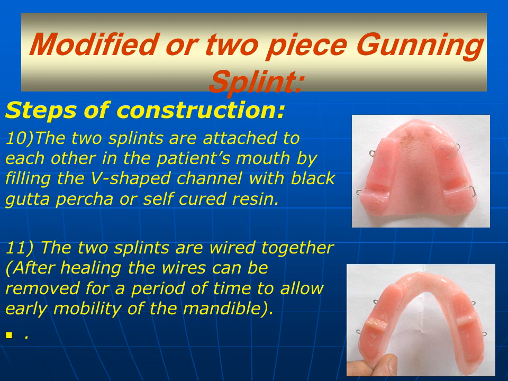In addition, the two splints are wired together using intermaxillary fixation. So, after using the black gutta-percha or a self-curing resin to fix the two parts in the proper relation, I have to fix it properly using intermaxillary fixation by ligature wire, connecting the loops in the upper one with the loops in the lower one. The two splints are wired together.